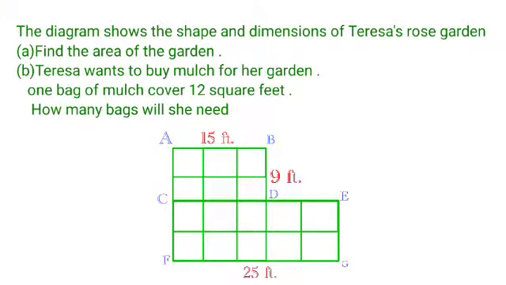Now we work out an example of area and perimeter in a daily life situation. This diagram shows the shape of Teresa's rose garden. Find the area of the garden. Teresa went to buy mulch for her garden. 1 bag of mulch covers 12 square feet. How many bags will she need?